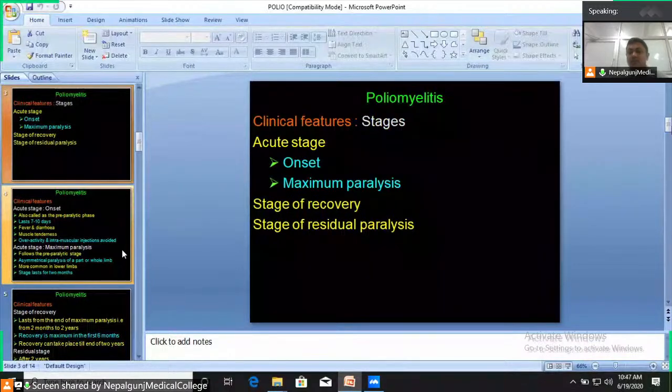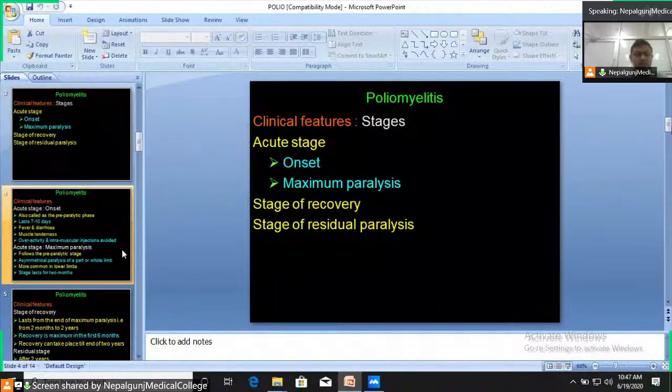So what are the clinical features we encounter in orthopedic manifestations of poliomyelitis? There are a lot of stages, so it's divided as per the stages. One can have an acute stage, one can have a stage of recovery, and one can have a stage of residual paralysis. And there is a next step also, which is called post-polio syndrome, which I didn't include over here. It is required at your level.